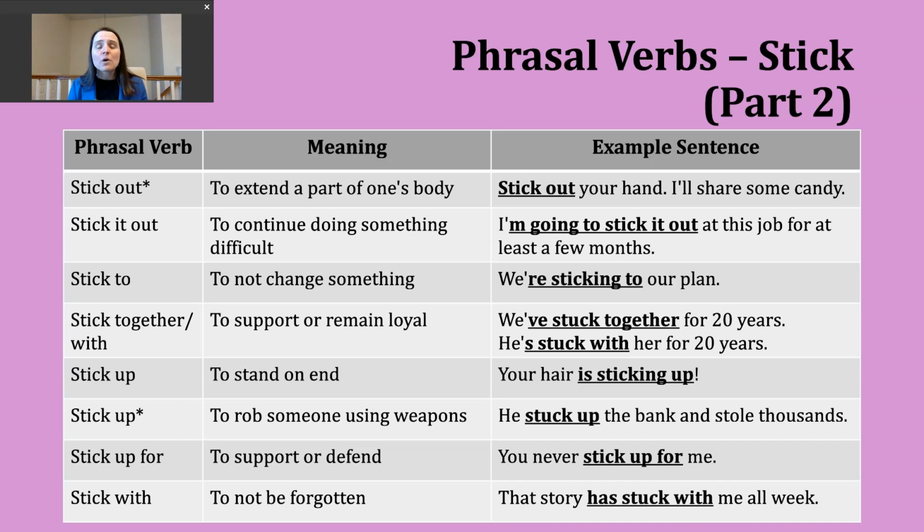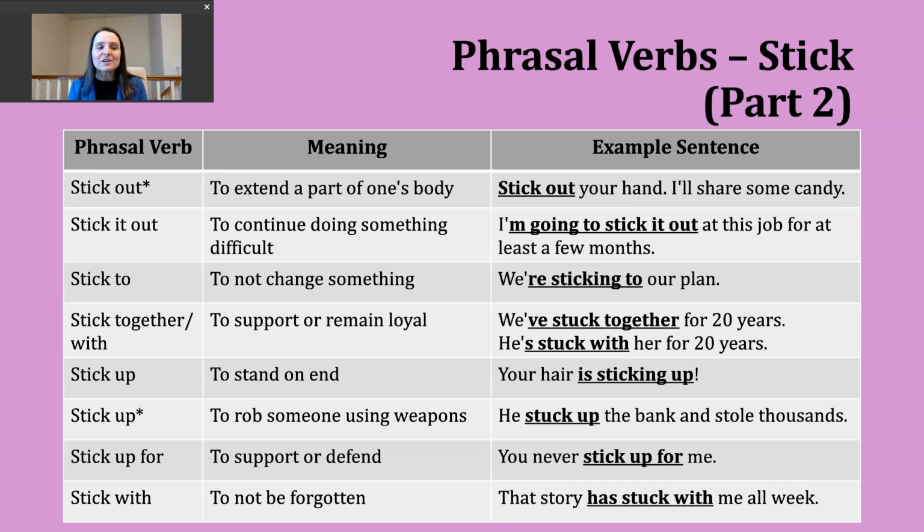When I use with, though, the thing that changes here is that we're going to have an object after with. So an example here, he's stuck with her for 20 years. Both of these sentences are present perfect, right? So we've got contractions, but it's have stuck together, has stuck with. Again, that idea of remaining loyal or kind of connected.